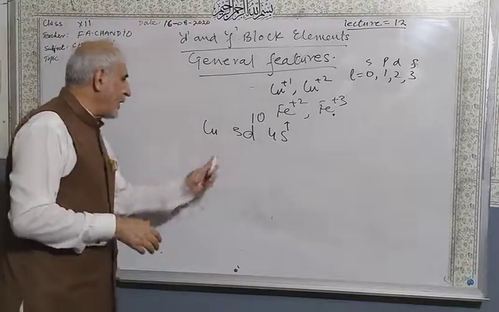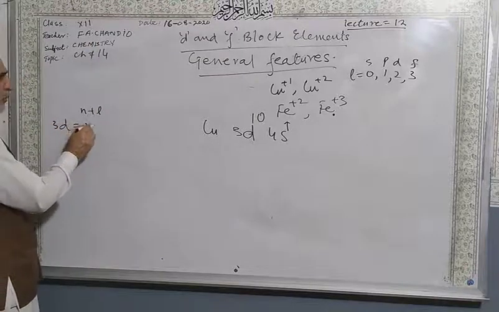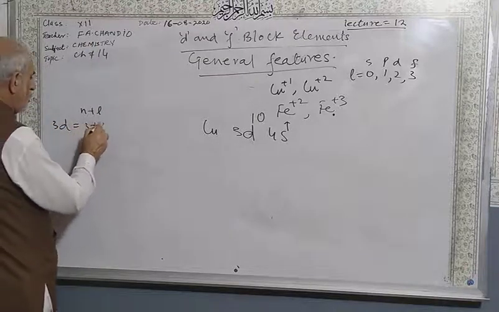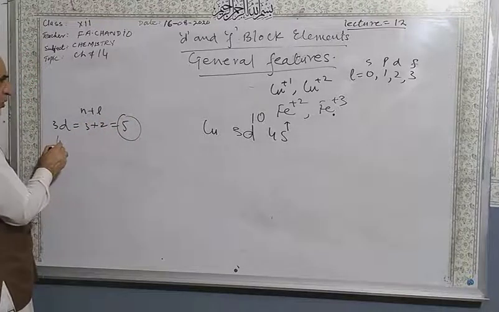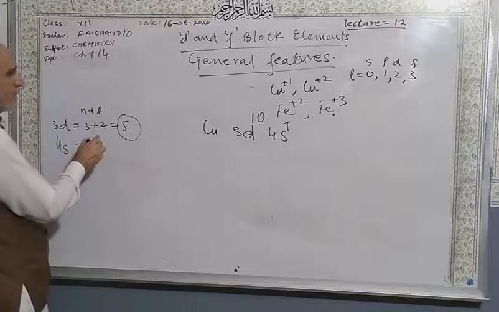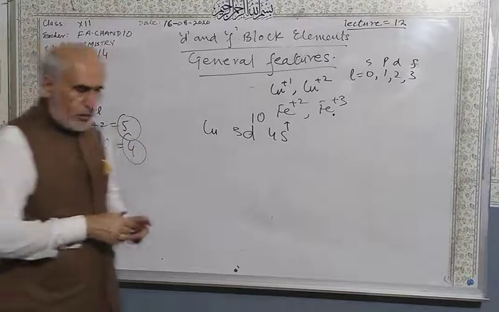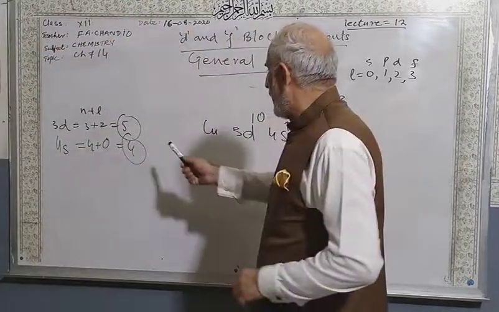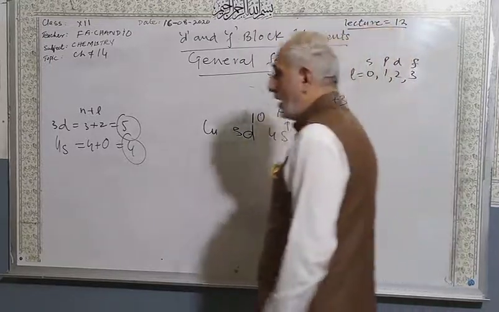So if I calculate the value here for 3d, 3d means 3 plus 2, so the energy is 5 for 3d. For 4s, 4 plus 0, so the energy of 4s is 4. So 4s has less energy and 3d has higher energy.